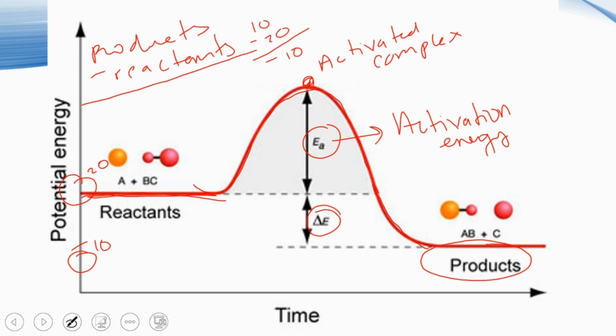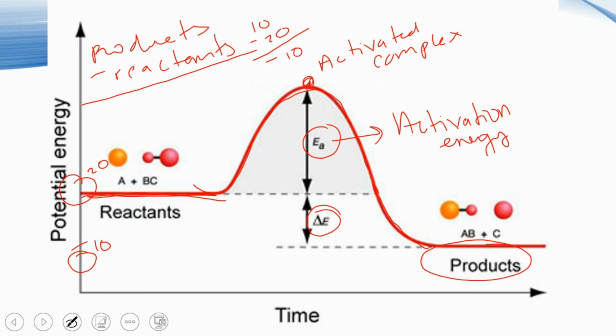So 10 minus 20 gives us negative 10. That tells us that this is an exothermic reaction. We released energy. We started with 20 for the reactants, we added energy for the activated complex, and eventually we lost a lot of that energy because we had to use some of it to form new products, new bonds. We ended up with only 10, so the change between the two was negative 10. This is an example of an exothermic reaction.